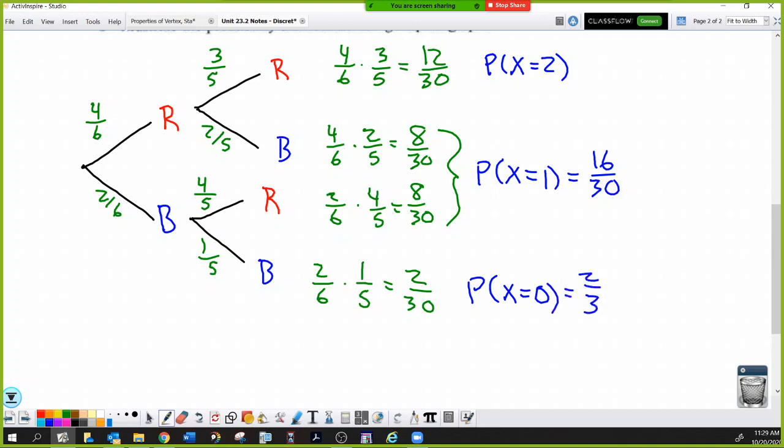I forgot to write my probability up here. There you go. And yeah, 12 plus 16 plus 2 does add up to 30. Huh, that says 2/3. 2/30ths. There we go.